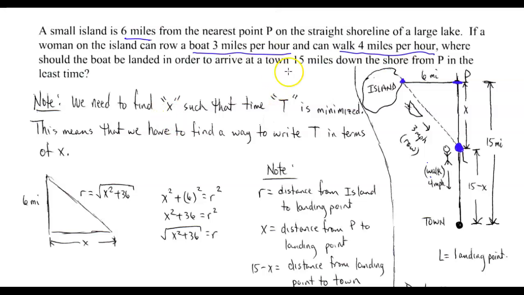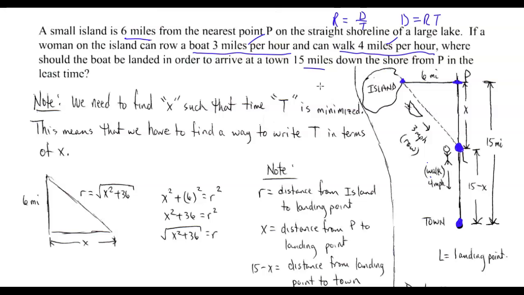We know rate is just the quotient of distance and time. In other words, distance is equal to rate times time, and somehow we're going to use that equation to help us model what we need to know. Now, we know our rate to row a boat is 3 miles per hour. Rate to walk is 4 miles per hour. And we know that from point P to where town is going to be is 15 miles.